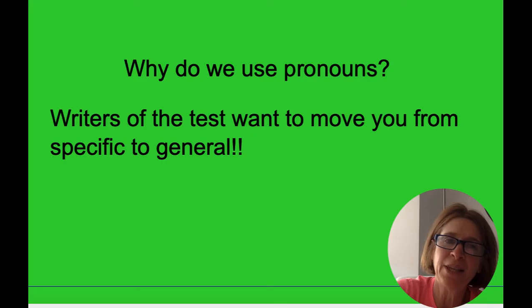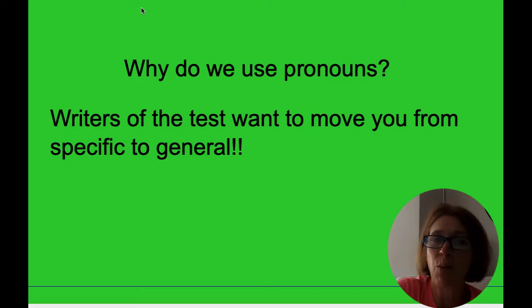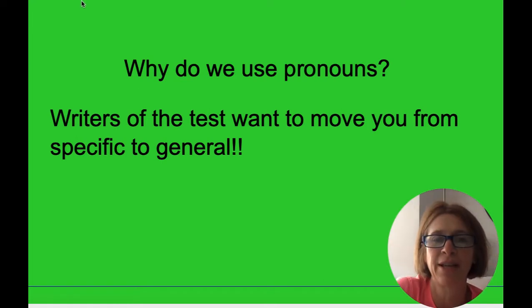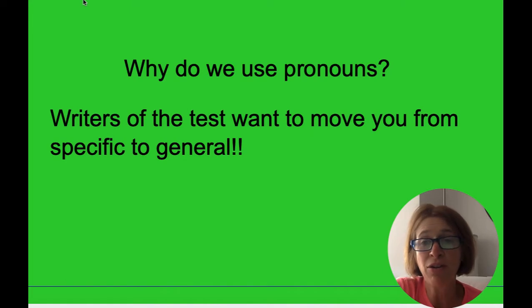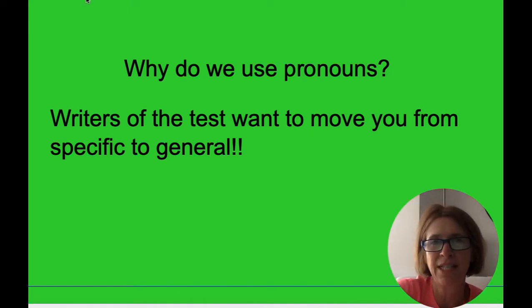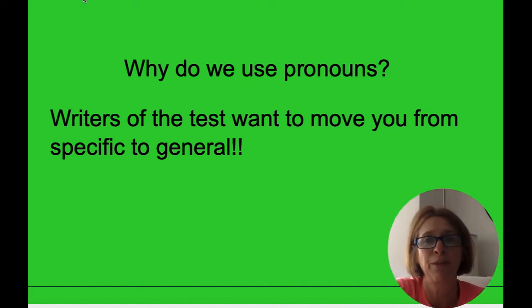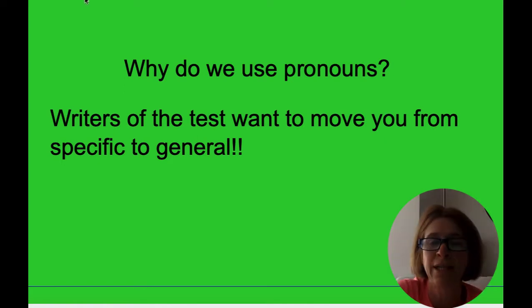So why is it that we use pronouns? Well, I think it's important for us to understand that writers on this test really want us to be clear, and they also want us to move from very specific detail to maybe some general information about a reading or a writing section. So they use pronouns to do that.